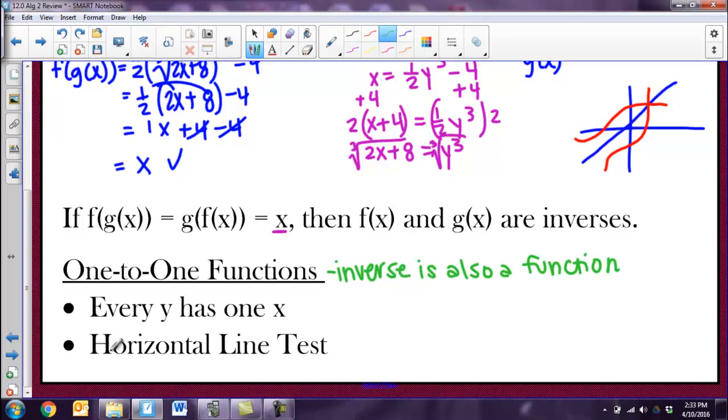So if I looked at something that was not one-to-one, the function y equals x squared is not one-to-one because it doesn't pass that horizontal line test. I would know that if I tried to flip that over the line y equals x, it would look like this, and that is not a function. Whereas if you had something like the rational function, every y only has one x, it passes the horizontal line test, and when I flip it over, it would actually do the same thing, but it would be a function. So that's the purpose of knowing how to find an inverse.